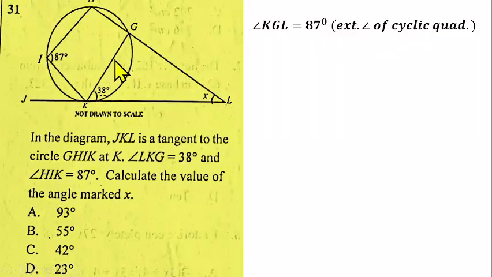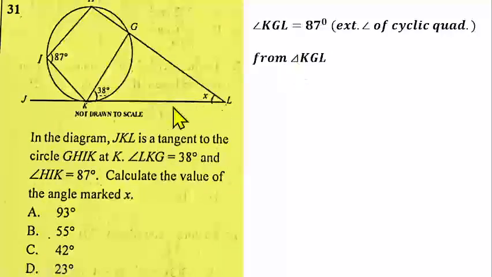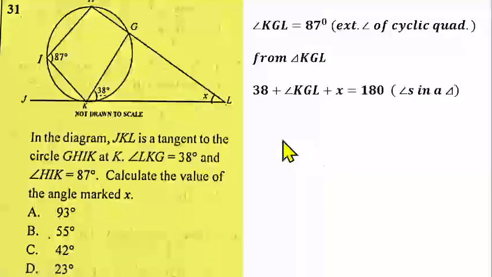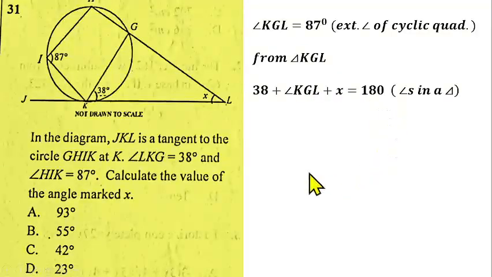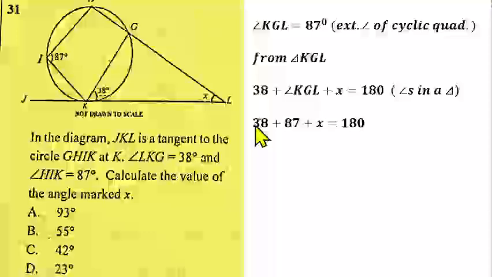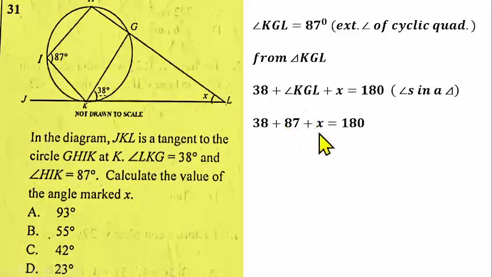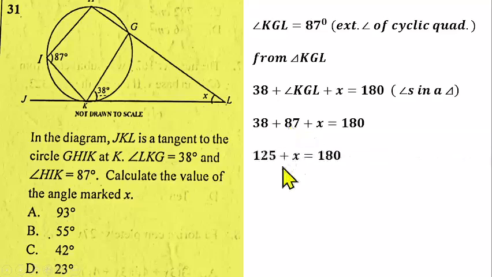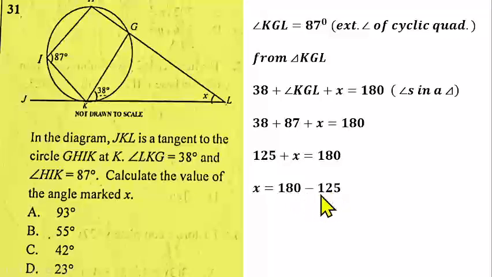Then from triangle KGL, this triangle here, we have this angle given, we have this angle, we can find x by summing them together. So we have 38 plus angle KGL plus x equals 180 degrees. So 38 plus 87 plus x equals 180 degrees. If you add this together, we have 125 plus x equals 180 degrees. Collecting like terms, we have x equals 180 minus 125. So x will be equal to 55 degrees, which is option B for question number 31.